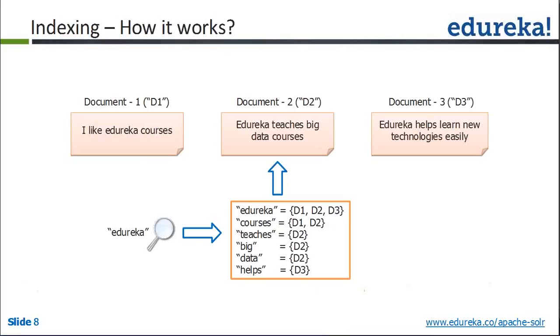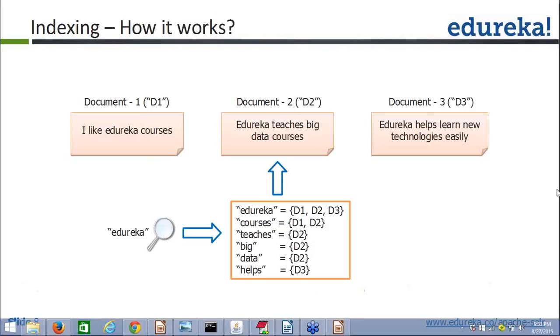So if you look here, we are talking about these three documents in general. We've taken a very small example just to understand the concept. So try concentrating on what the concept is instead of looking into what has been indexed. We have the first document which says I like Edureka courses. The second one says Edureka teaches big data courses, and the third one says Edureka helps learn new technologies easily. If you look here, we have a few key terms in each of these documents, like the first one has Edureka and courses.